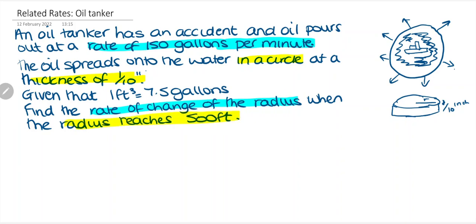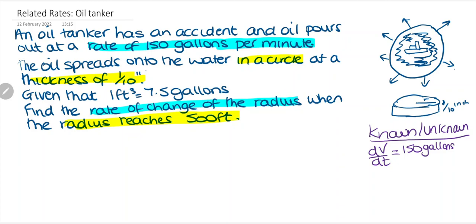So we need to list our knowns and unknowns. What do we know? What do we need to find? First of all, the rate of change. 150 gallons per minute is volume, so this is going to be our dV/dt. dV/dt is 150 gallons per minute. We're told that the depth, or the height, so I'm going to say height, h, is 1/10 of an inch.